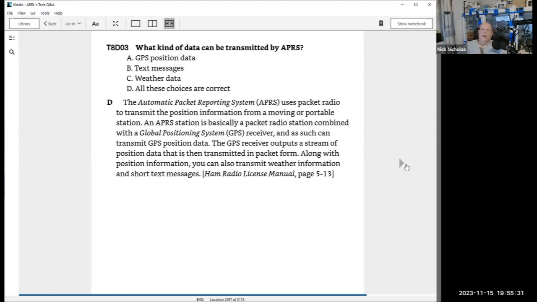What kind of data can be transmitted by APRS? Well, APRS will send your GPS position. It will allow text messages to be sent, and you can even receive and send weather data on an APRS system. It's fairly automatic on some systems. So APRS radios generally have their own GPS. They have some way of detecting the weather conditions, and they share that when you transmit. So all of the above is correct.